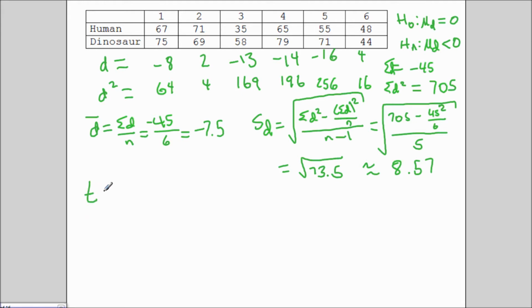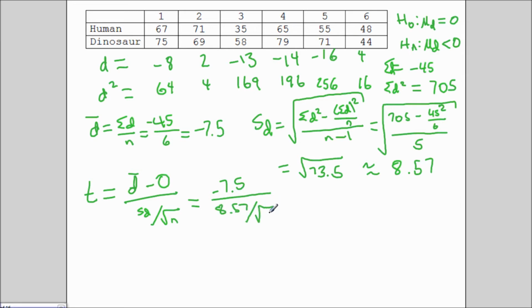Okay. So that was a lot of the grunt work, and after doing all that, and the construction is very important, we do our test statistic, which is d bar minus 0 divided by sd divided by the square root of n. So our d bar is minus 7.5, minus 0 is still minus 7.5, over 8.57 divided by the square root of 6, which is minus 7.5 divided by 3.491, which is equal to minus 2.143.